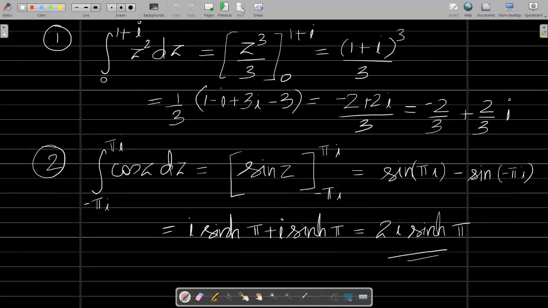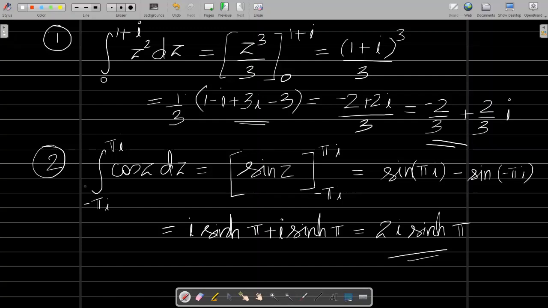Now we will do some problems using the first evaluation method. The question is the integral from 0 to 1 plus i of z square dz. Z square is an analytic function, so the integral of z square is z cube by 3. You can use the same formulas as in the case of real functions. The integral of x square is x cube by 3. So the integral of z square is z cube by 3 within the limits 0 to 1 plus i. That is (1 plus i) the whole cube by 3. (a plus b) the whole cube is a cube plus b cube plus 3a square b plus 3ab square. Use that formula and expand it, and the final answer comes out as minus 2 by 3 plus 2 by 3 times i.